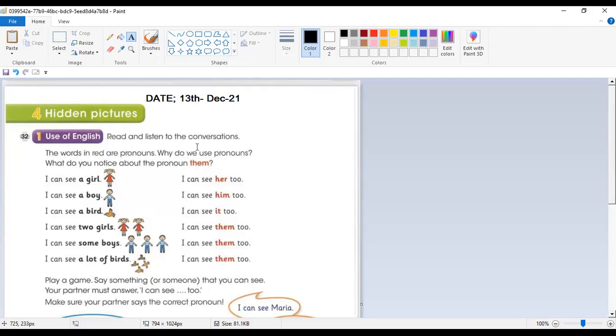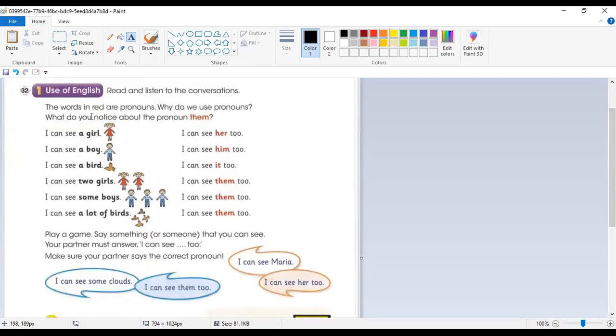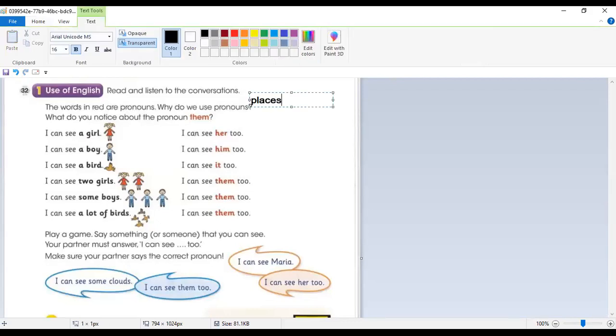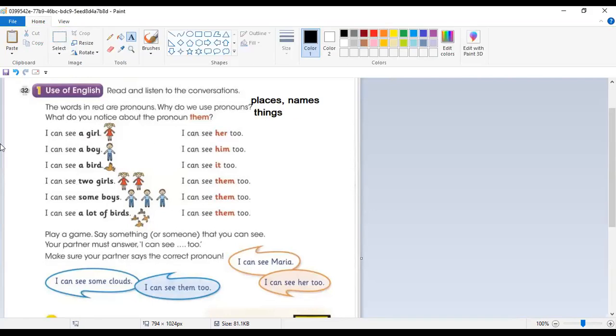Read and listen to the conversation. The words in red are pronouns. Why do we use pronouns? Do you notice anything about the pronouns? Them. Okay, why do we use pronouns? As I told you, instead of using the words again and again, we use pronouns. We use pronouns for places, names, and things. You should not repeat names again and again for the things. So this is why we use pronouns.